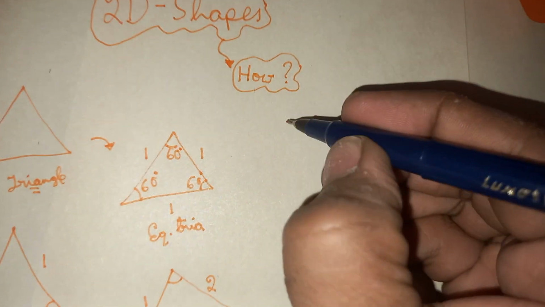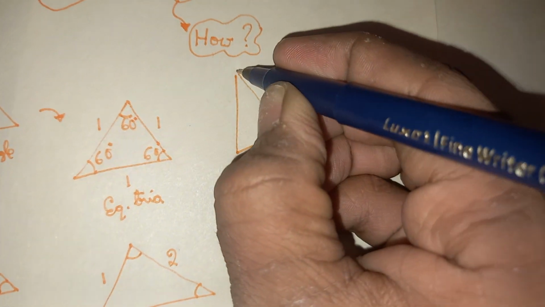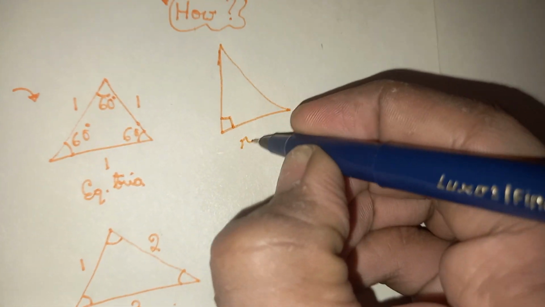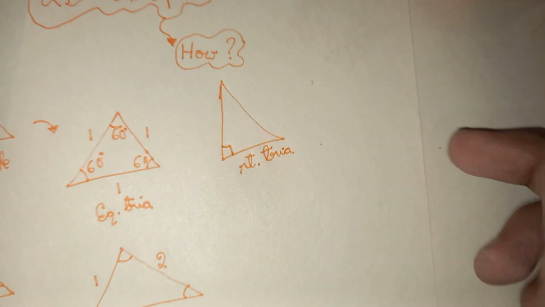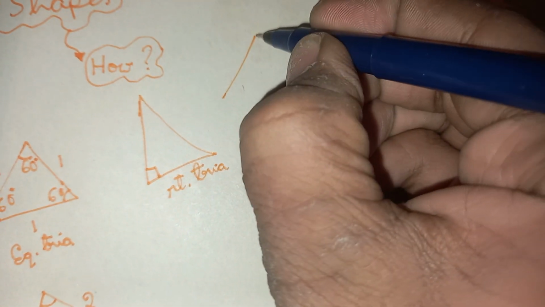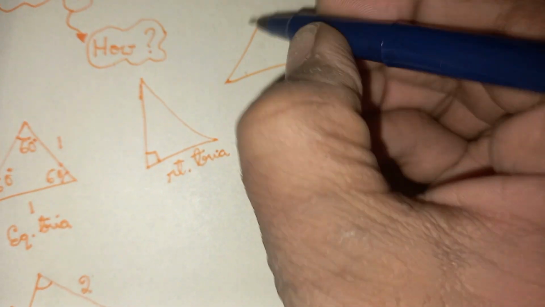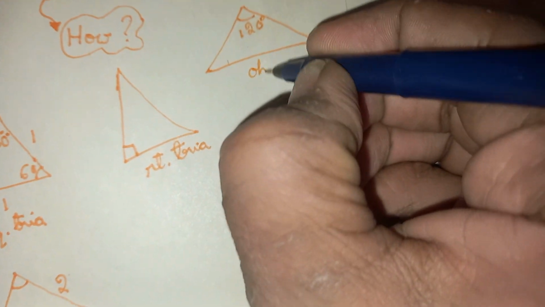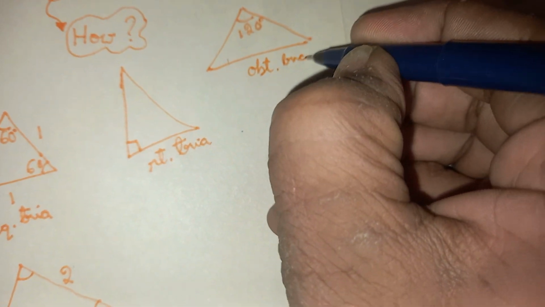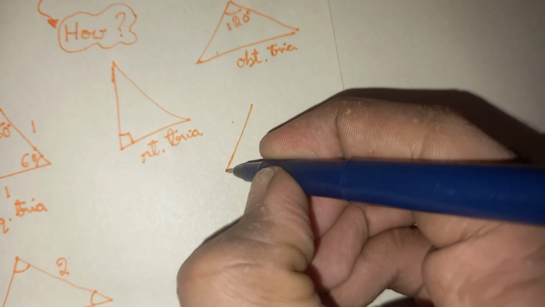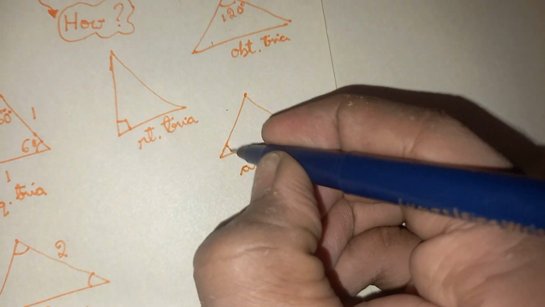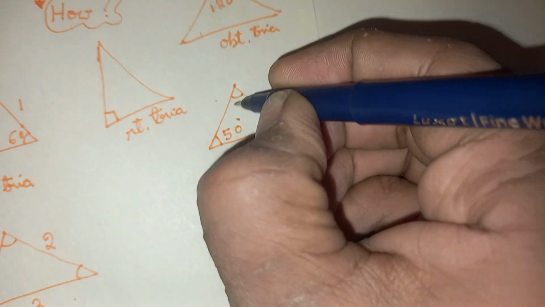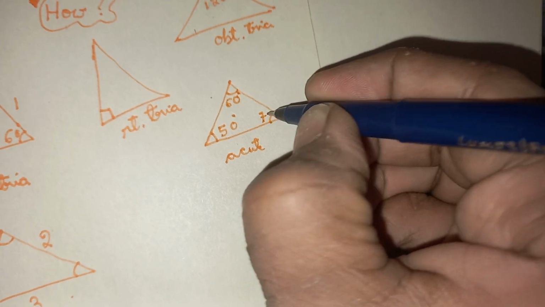One more type is the one in which one angle is a right angle, which is known as a right triangle. This is a completely different classification. If any one angle is obtuse, that is more than 90 degrees, it is known as an obtuse angled triangle. And if all three angles are acute angles, it is known as an acute angled triangle. All three angles will be less than 90 degrees.